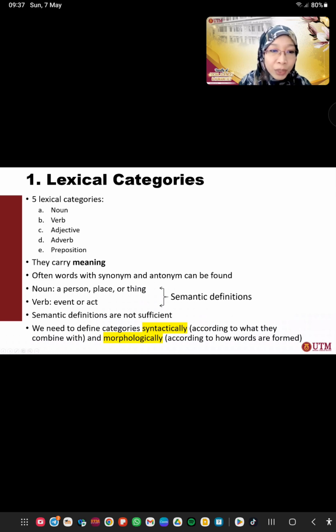For example, we need to define categories. This is actually syntax. You have subject, you have the verb, and so on and so forth. So when we talk about syntactically, we are talking about what elements are being combined with. And when we talk about morphologically, we're talking about how it is morphing into other forms, how the words are being formed. So just imagine perhaps the hub that is morphing into something else.